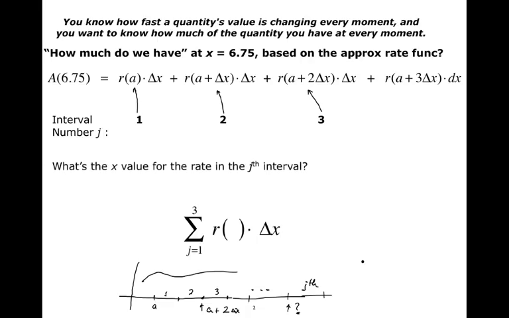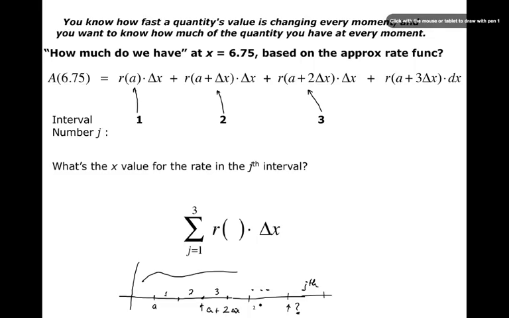So to get to the third interval, we need to go across. Look, to get to the third interval, how many intervals do we need to go across? 2. To get to the 10th interval, how many intervals do we have to go across? 9. To get to the 25th interval, how many intervals do we have to go across? 24. It's always one less, right?